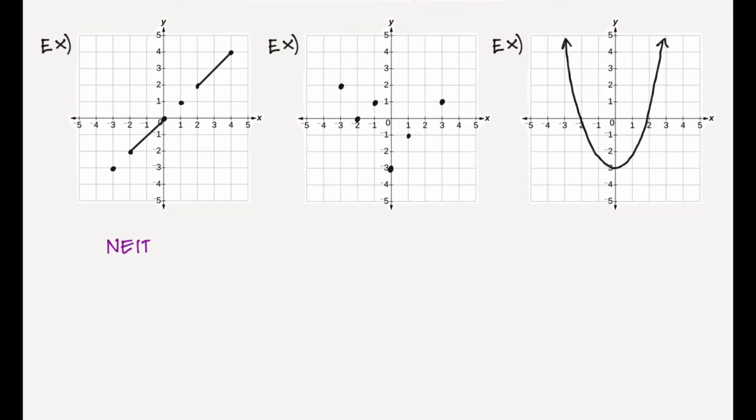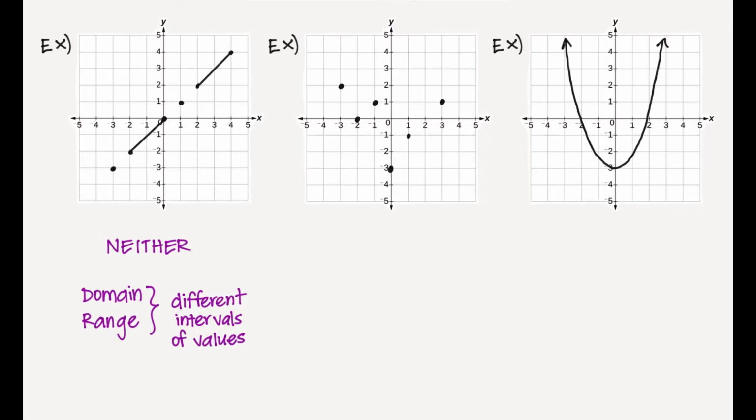So for my first example, I would say neither, because it is not made up of a collection of only points or one continuous line or curve. And if I was going to describe the domain, which is the x values, or the range, which is the y values, it's kind of hard to specify because I have some points and then I have some intervals. So I think that I would just say that it is different intervals of values, okay? And that's how we would just describe it for this one scenario.